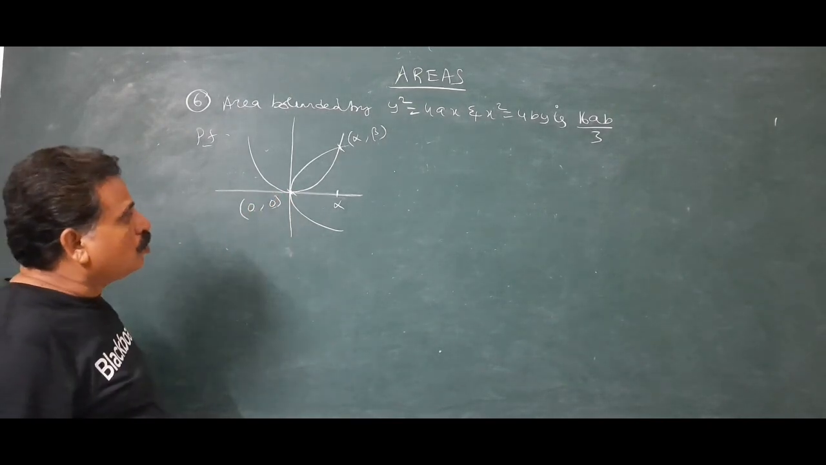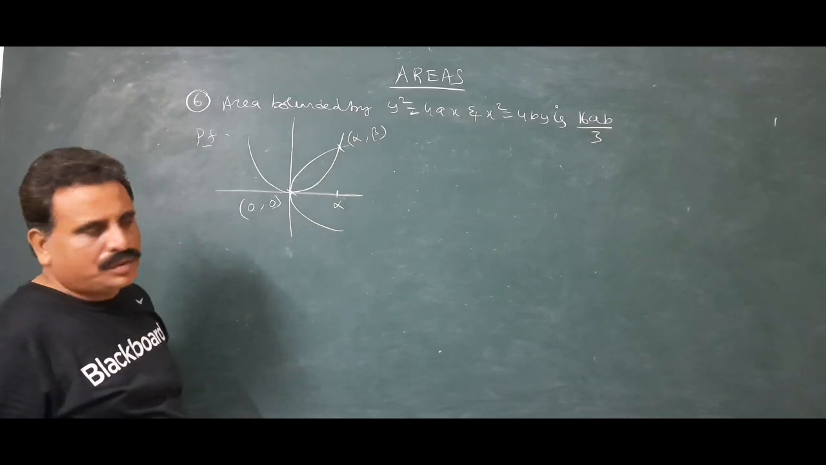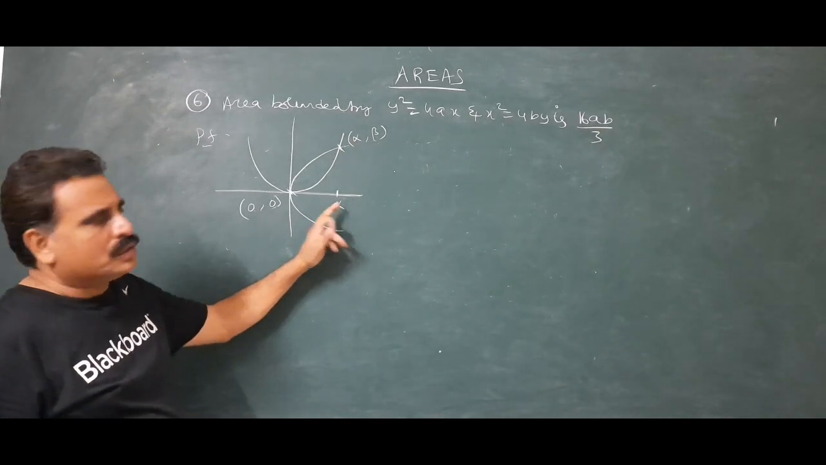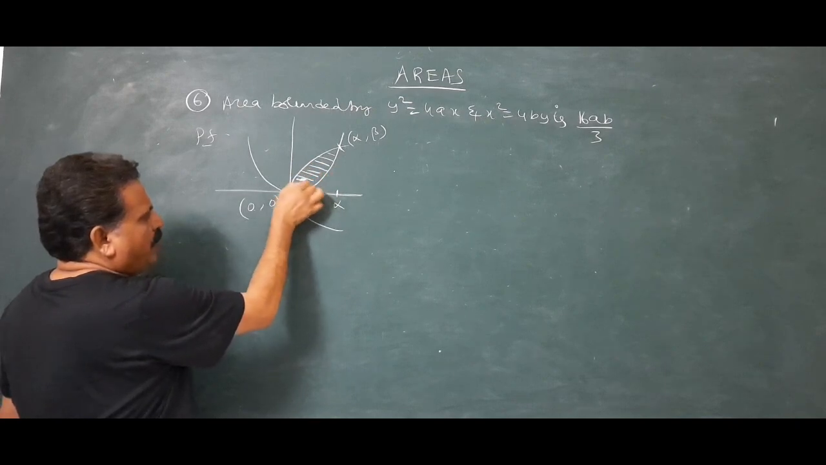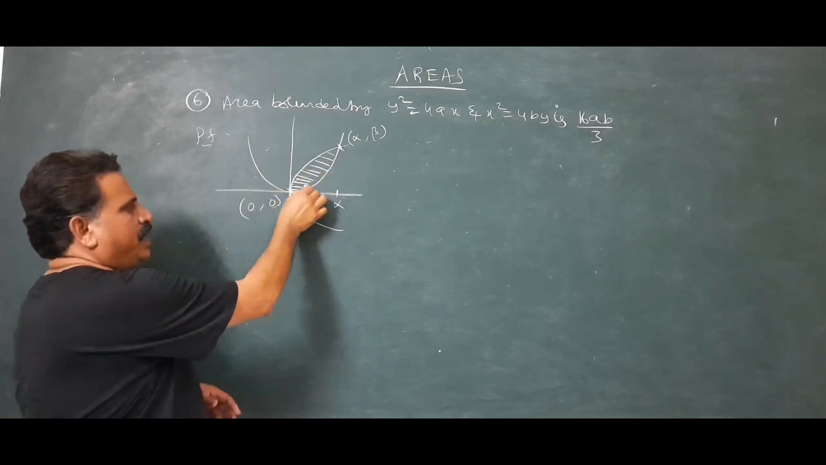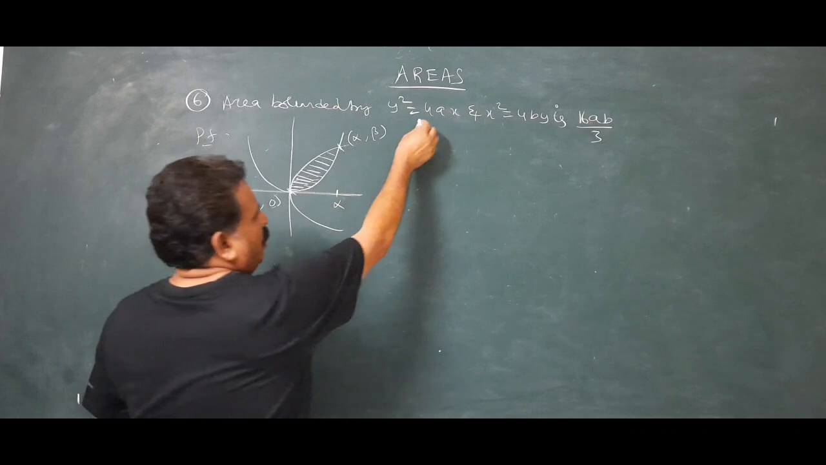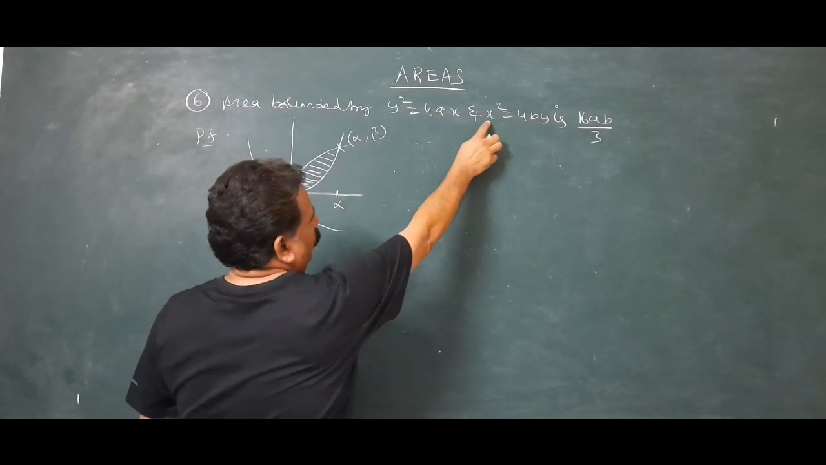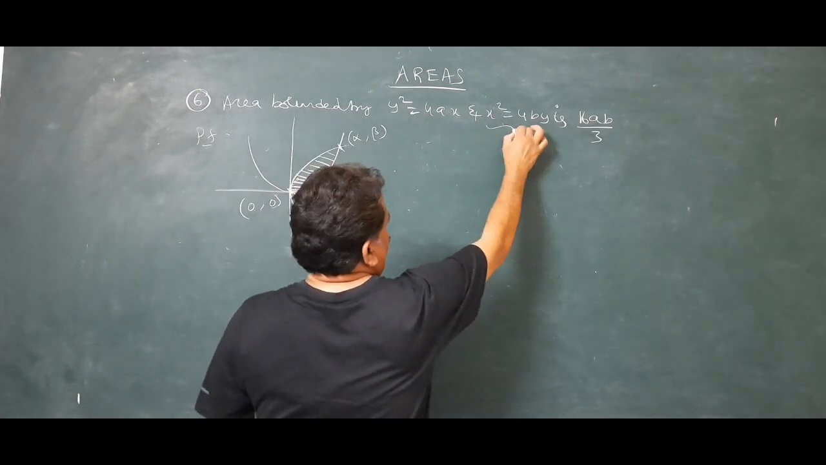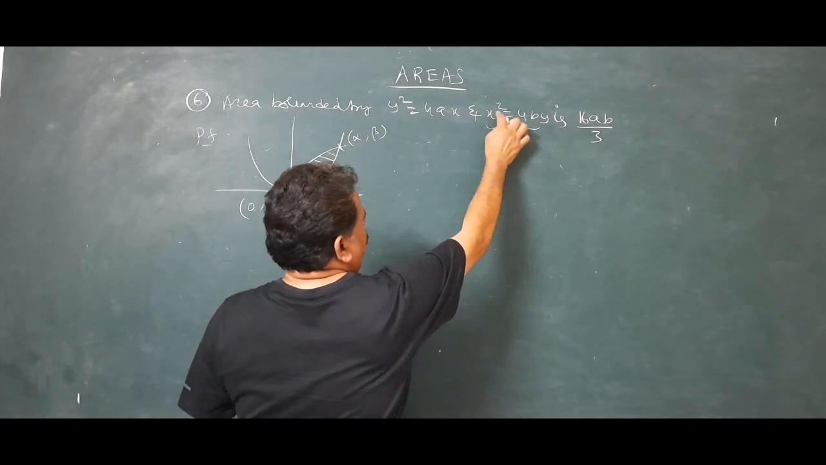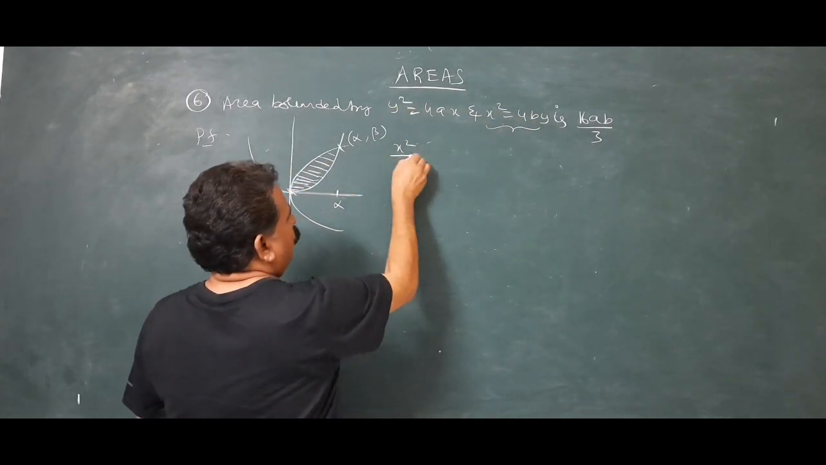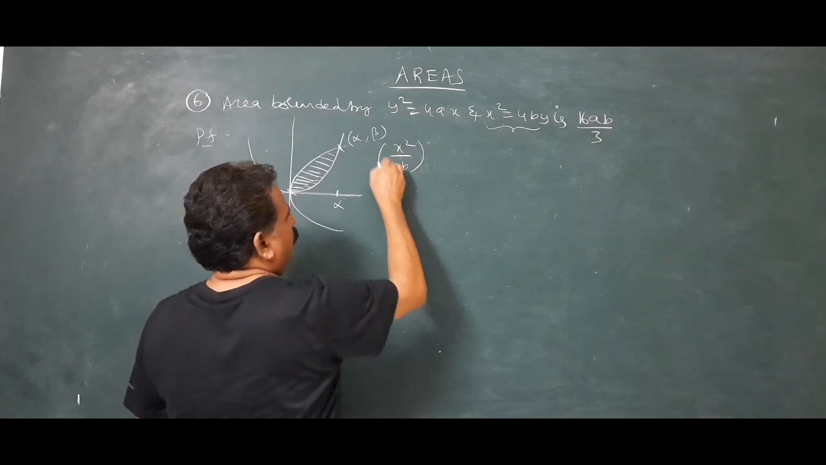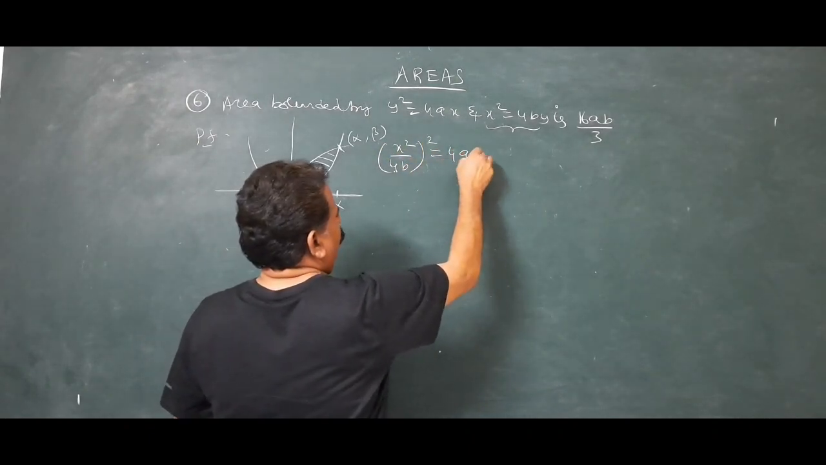Now, how to find the point of intersection? How to get the alpha value? That we discuss here. Now we have to find the shaded region. y² = 4ax and x² = 4by. From this, take y = x²/4b. That value is substituted here: (x²/4b)² = 4ax.